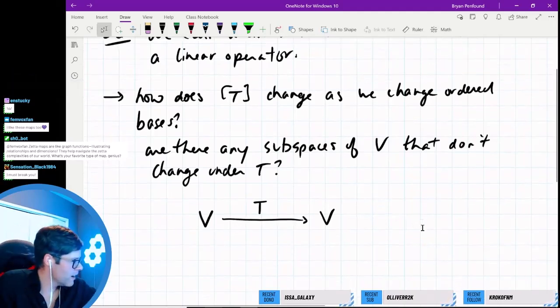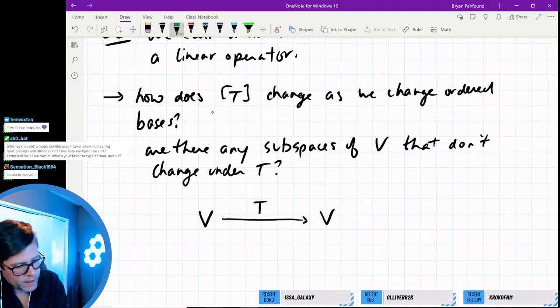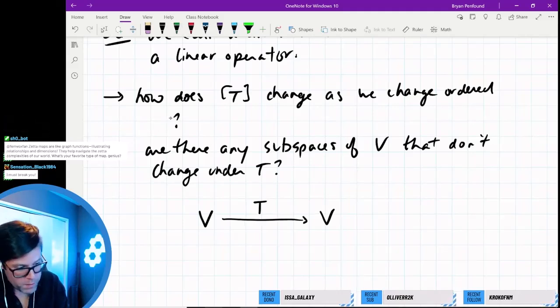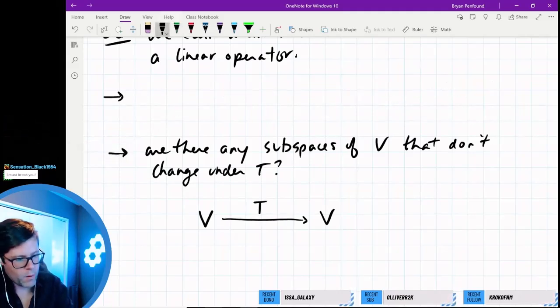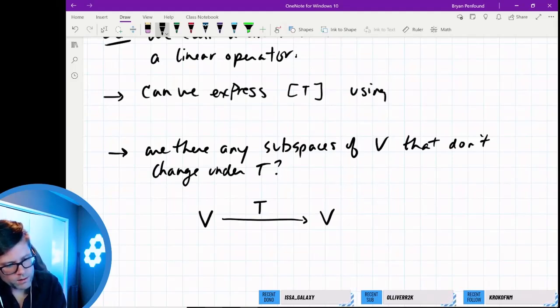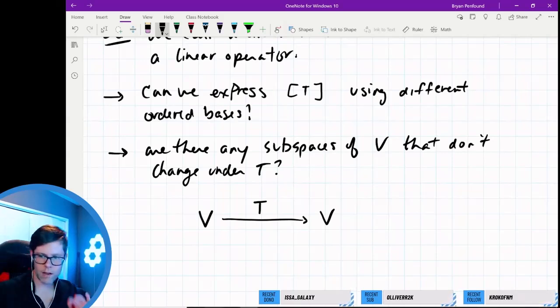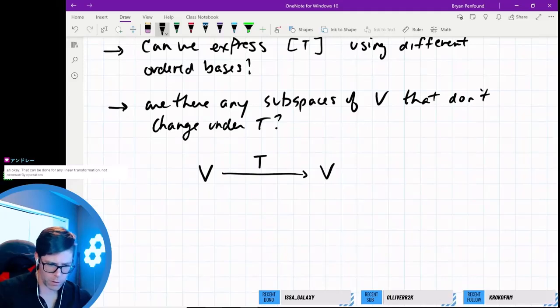So what did Anders say? Do you mean express T with respect to different bases? Yeah, maybe that's a better way of saying this. So, can we express T using different ordered bases? And if so, what does that look like? How do we make that happen? But yeah, that's effectively what we want to ask ourselves, and that's the question I want to answer first.